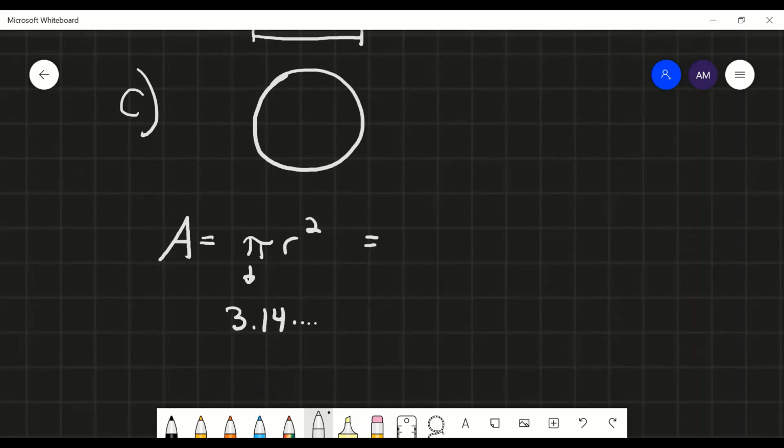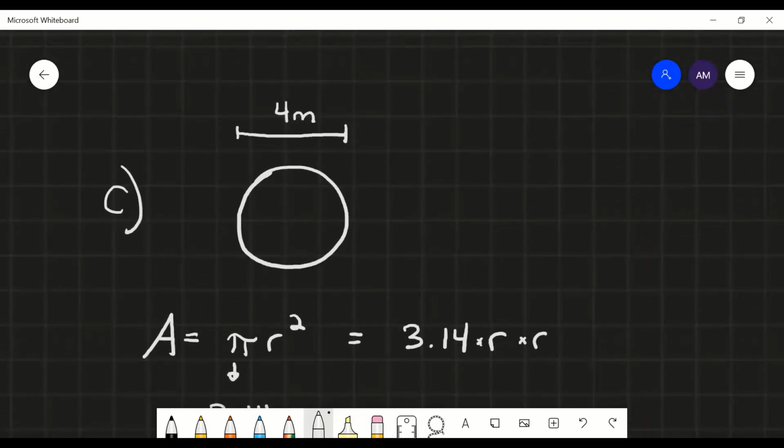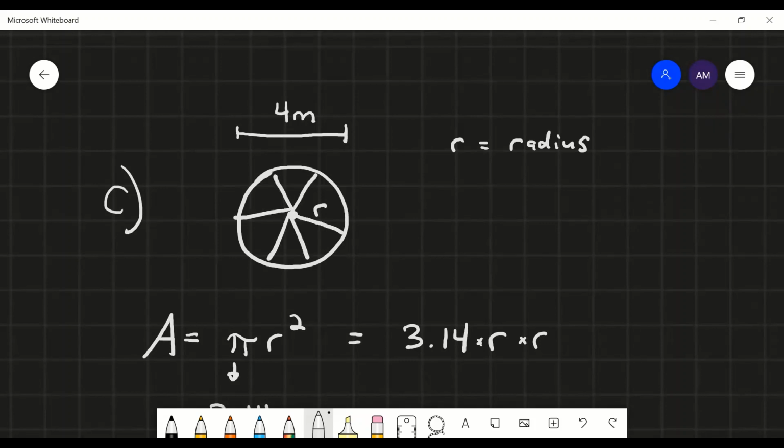So this means 3.14 times r again, because it's r squared. I should probably explain myself. What is r? R is known as the radius. And the radius is the distance between the center of a circle and the edge of the circle. No matter where I measure this, the radius should be the same everywhere. All of these radii, which is plural for radius, should all be the same length if it's a circle.